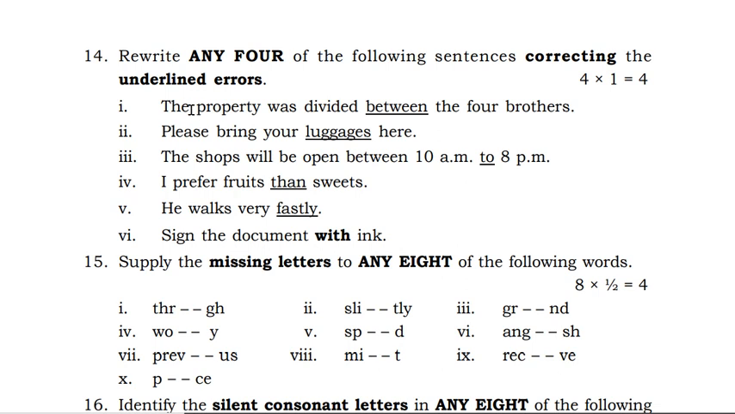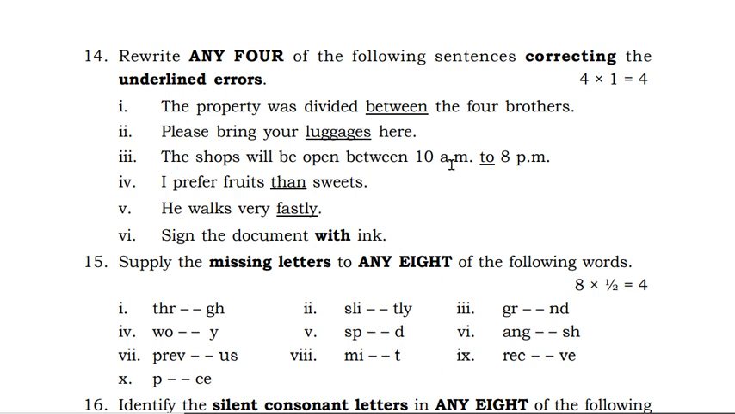Yes or no? See here, the property was divided between the 4 brothers. Here for 2 brothers, between is correct, but 4 more than 2 came. That's why here among will be correct. So the property was divided among the 4 brothers. Please bring your luggages here. So luggages we don't use in plural. So luggage only appears here.